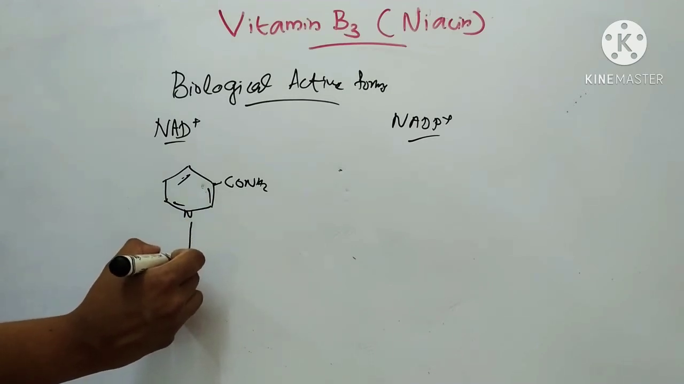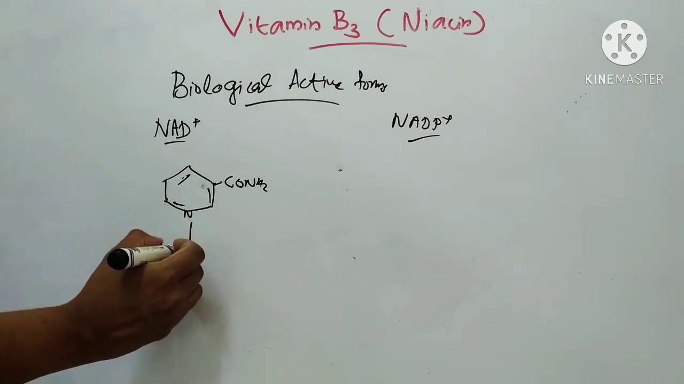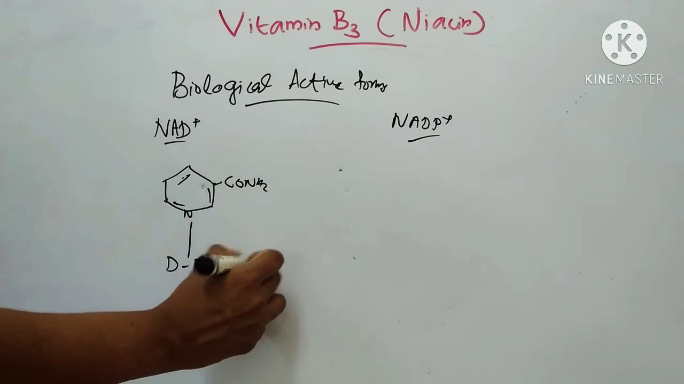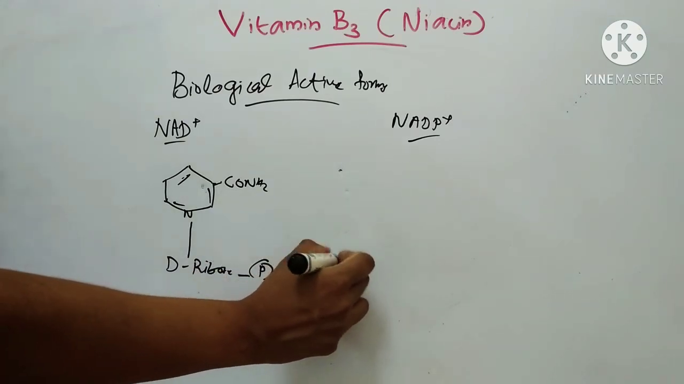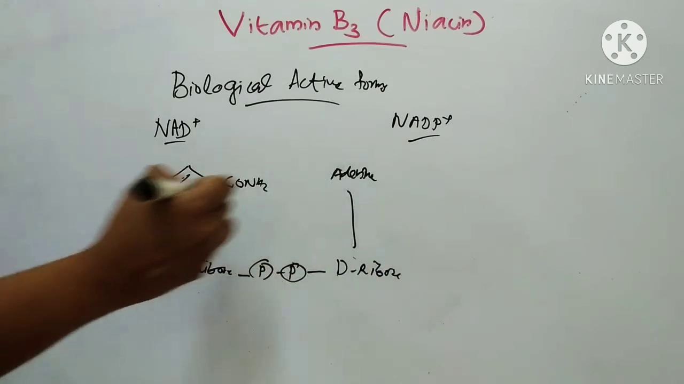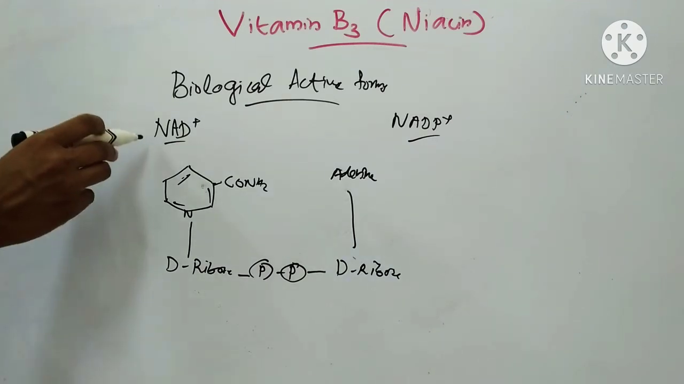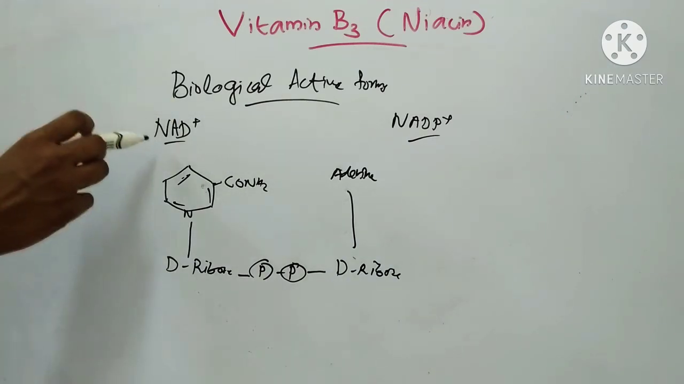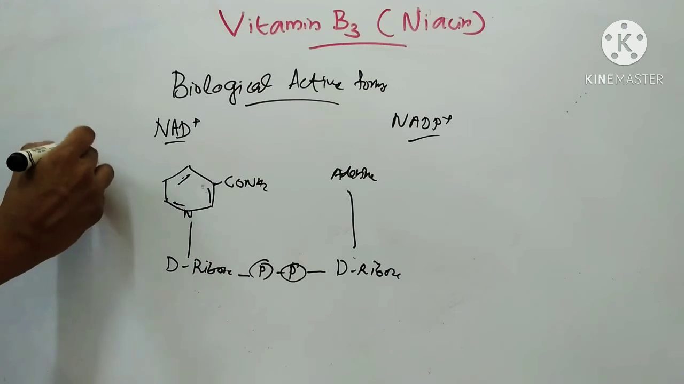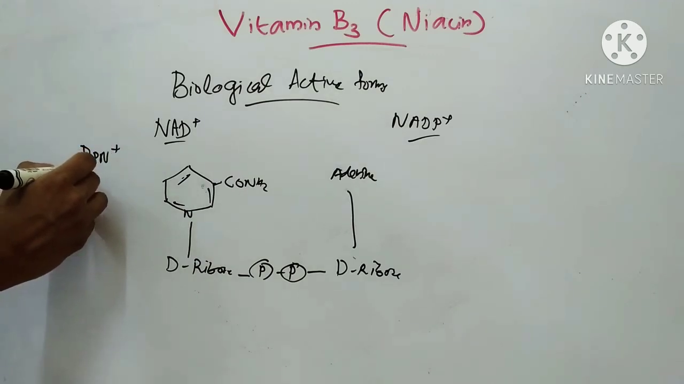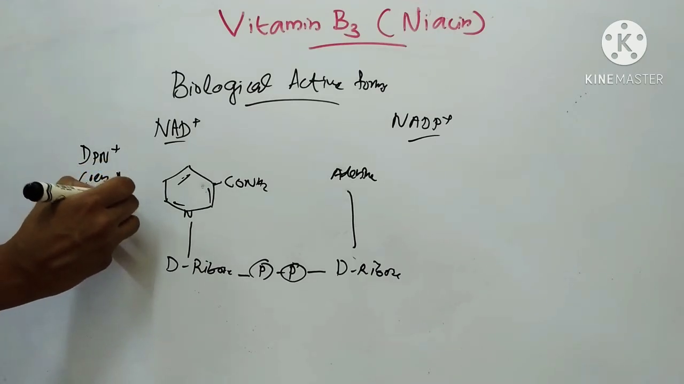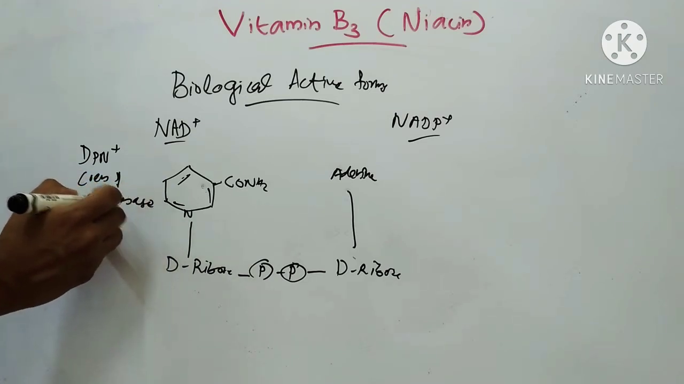This pyridine N is linked to D-ribose, again D-ribose and adenine. So NAD plus means nicotinamide adenine dinucleotide. Other names are DPN plus, then coenzyme 1, then cozymase or co-dehydrogenase.